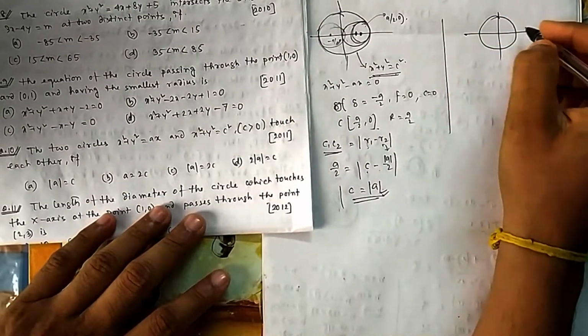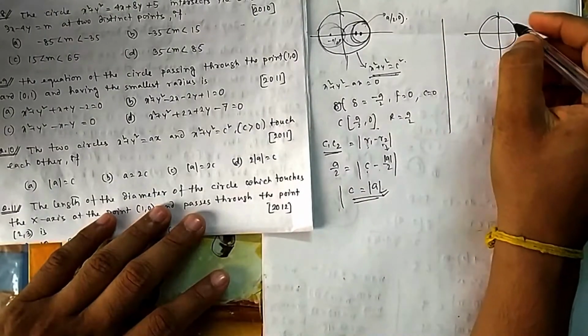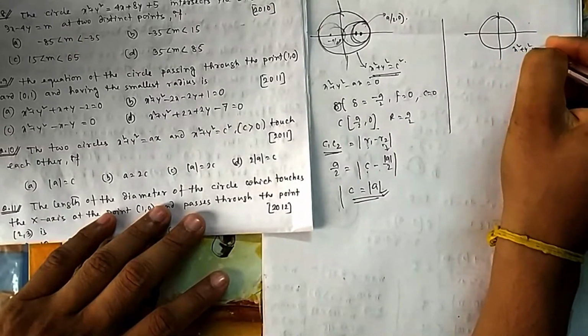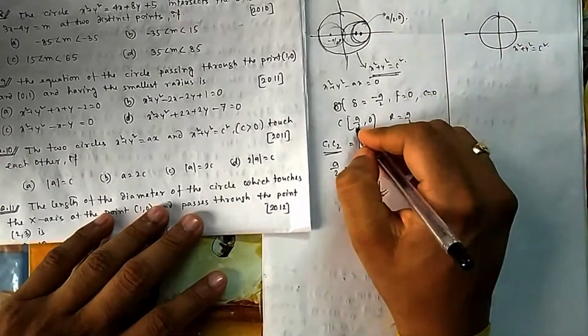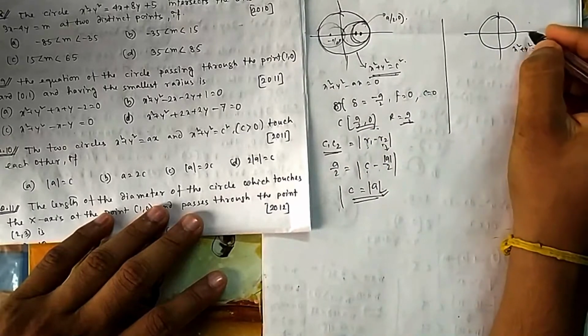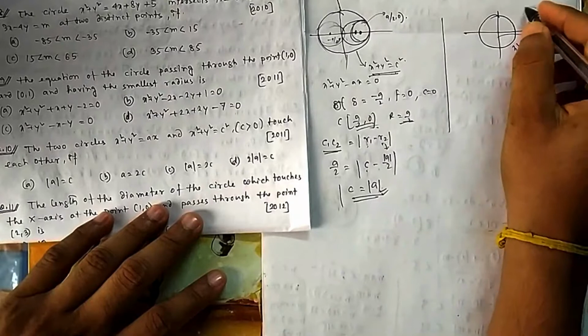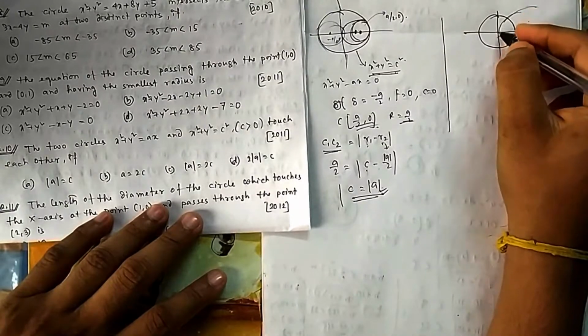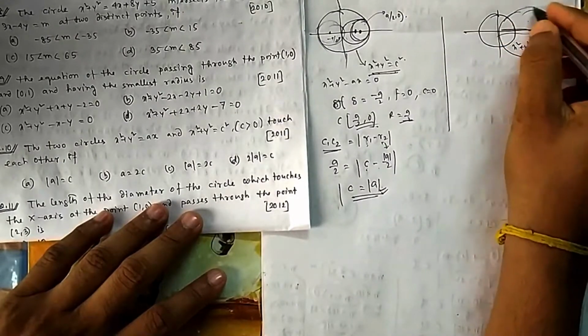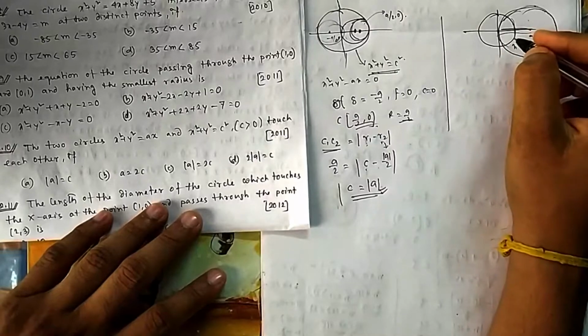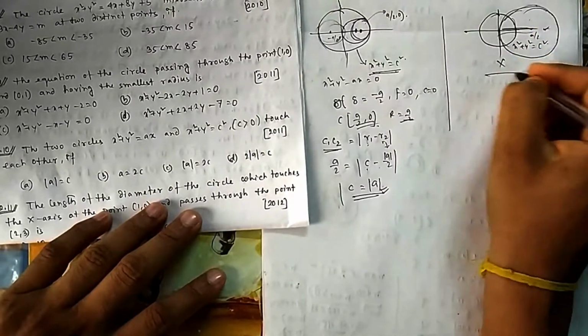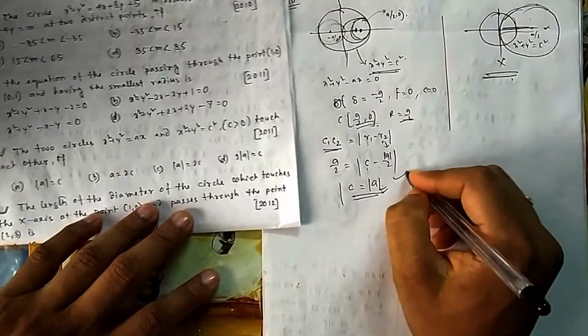It can touch externally. For externally touching, it is not possible. Why? Because you see its center is this and radius is this. If you take this as a by 2, and start drawing a circle, it should pass through this also, because its radius is also a by 2. So it is not touching, it is intersecting. So it cannot go outside. So this case is not possible. So the only option is this one.